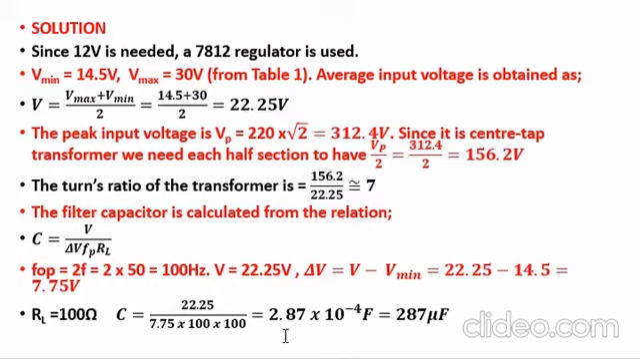As you can see from here, it is just to get our average value of the voltage, to know the voltage in each section of the center tap transformer. Using that, we now get our number of turns in our transformer. Then we calculate the filter capacitor as we have seen here.